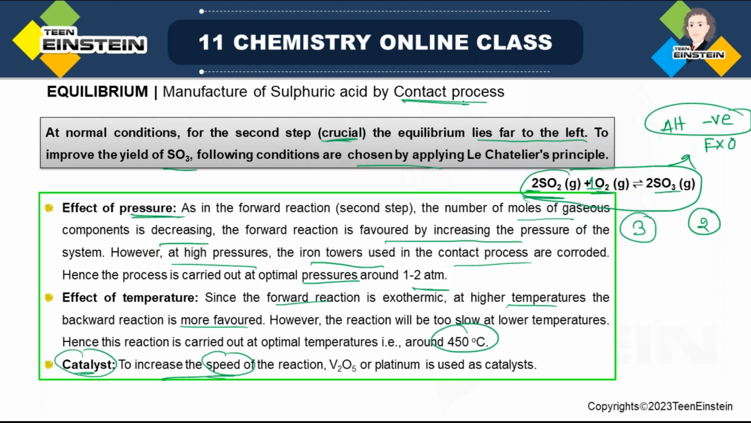Remember this name, because if it is in the problem, if it is not directly mentioned that it is synthesis of sulfuric acid, suppose it simply mentions contact process, that means it is actually manufacture of H2SO4. Okay.